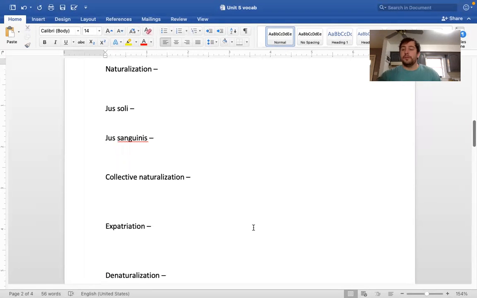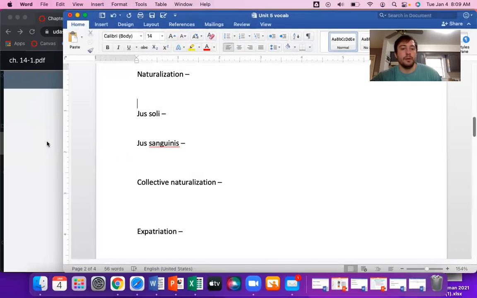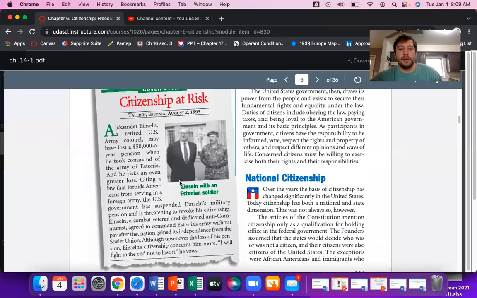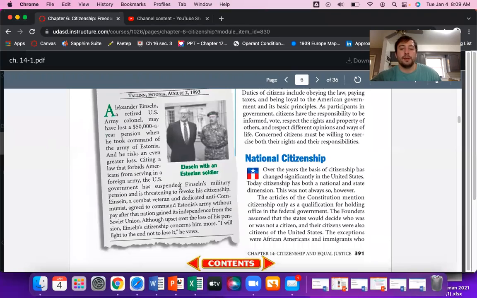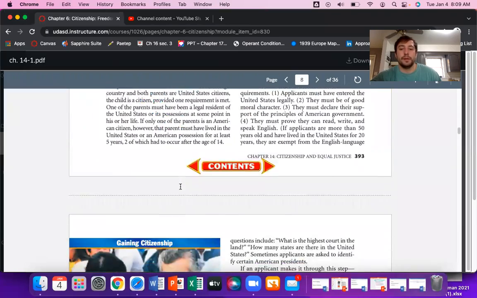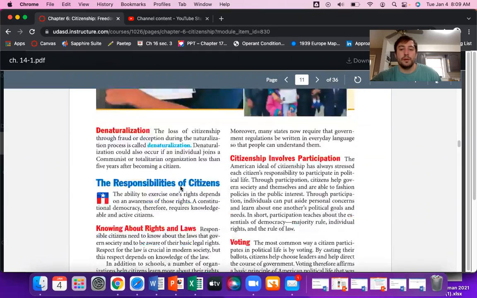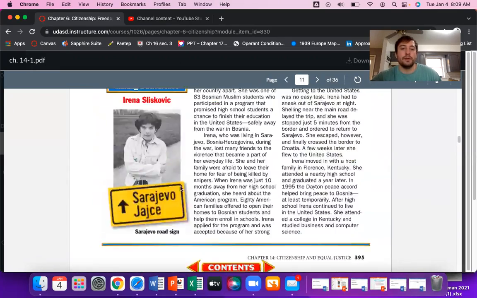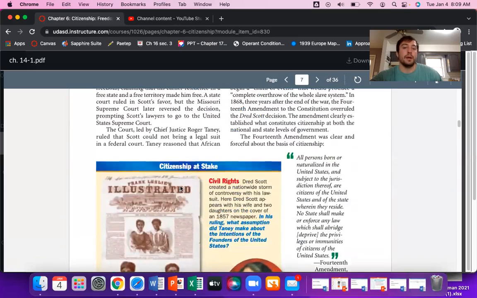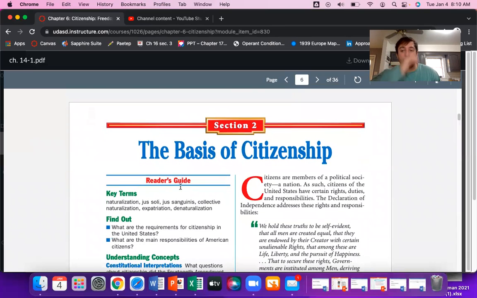I'd like you guys to refer to your books too to read over this information, just for a little bit more understanding of the content. You can do that on page 391. Okay, that's where the chapter starts. Well, this section here on basis of citizenship. So 391 to 397. I'd like you guys to read over that. It really just explains a little bit more in detail about the basis of citizenship and the naturalization process.